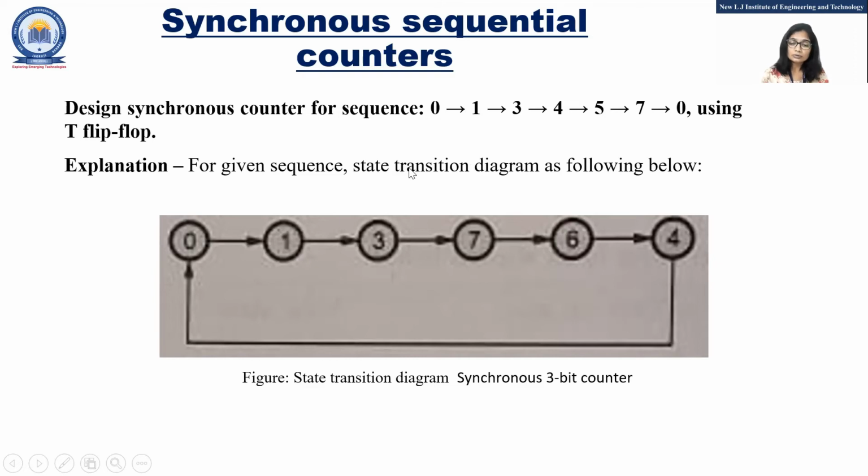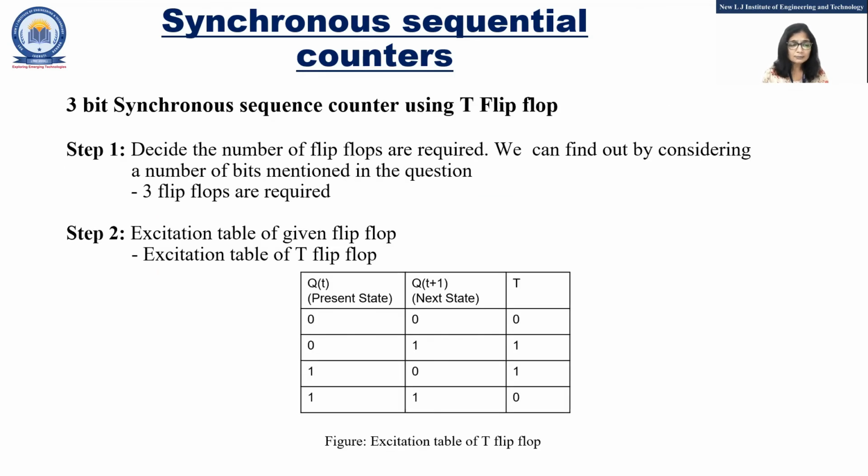So how to solve this? You can see this is the state diagram, right? 0, 1, 3, 7, 6, 4. Again, counting will start from 0, then 1, 3, like this way. So this is the synchronous counter. You have to follow the same steps again. Step number 1, decide the number of flip-flops. Here 3 bits are there. So number of bits is equal to number of flip-flops. So we will use 3 flip-flops in the circuit.